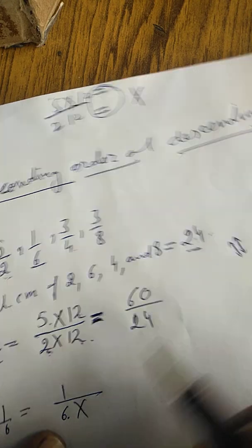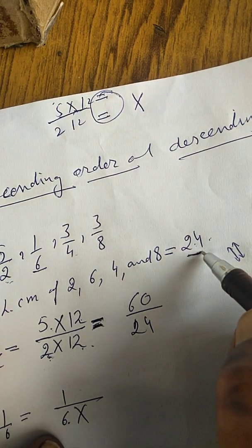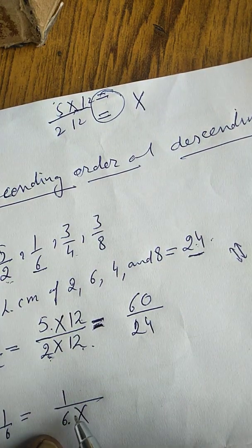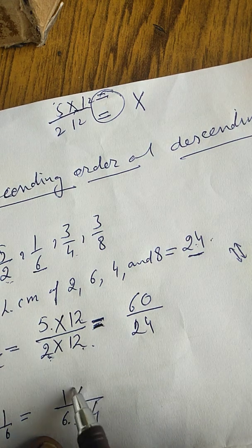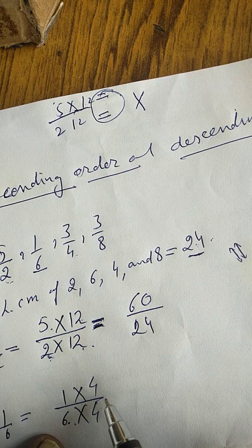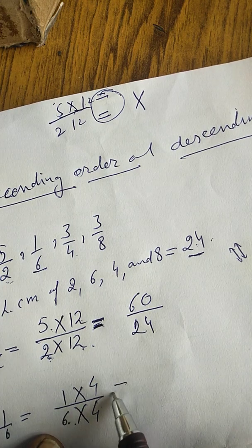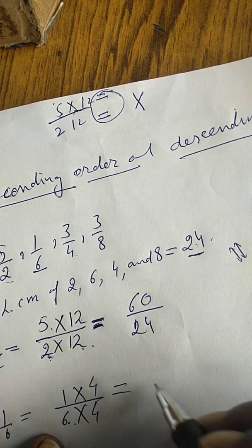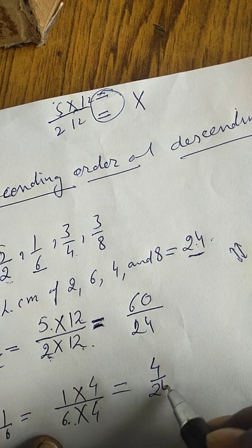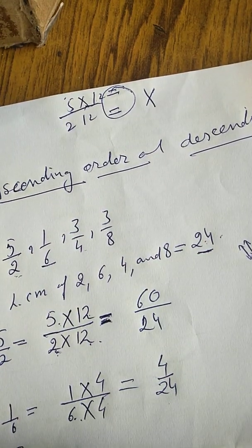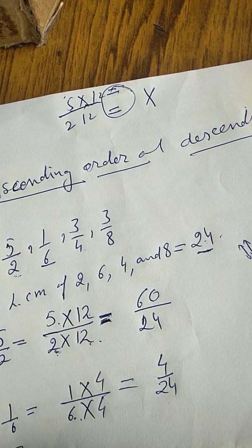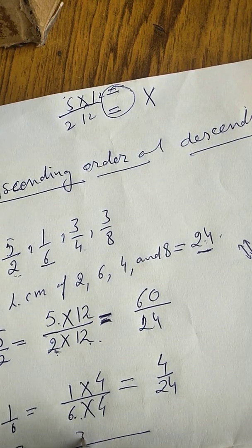In the table of 6, when this 24 will come, if you recite the table of 6, 6 1s are 6, 6 4s are 24. You will again multiply the numerator by the same number, a common number. Then you will get 4 upon 24. Now the next fraction, 3 upon 4, right? So 3 upon 4 again.